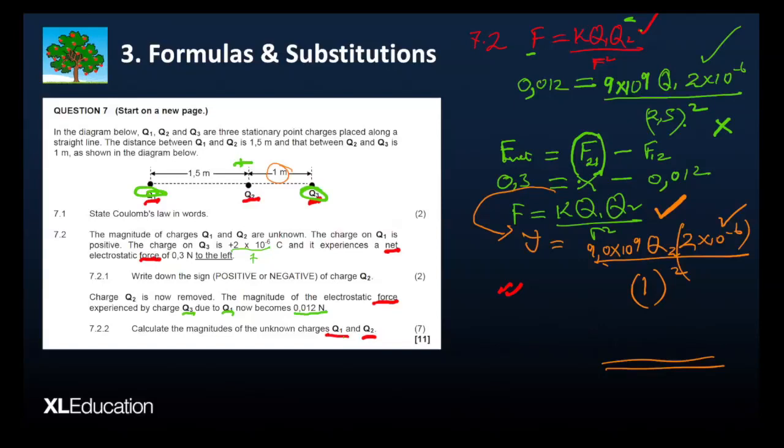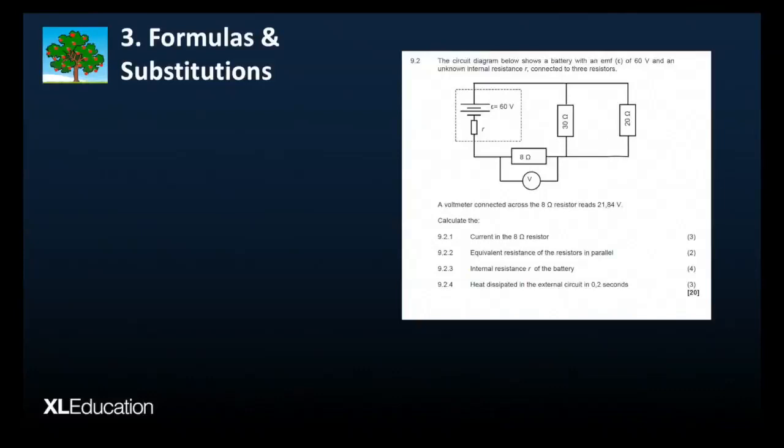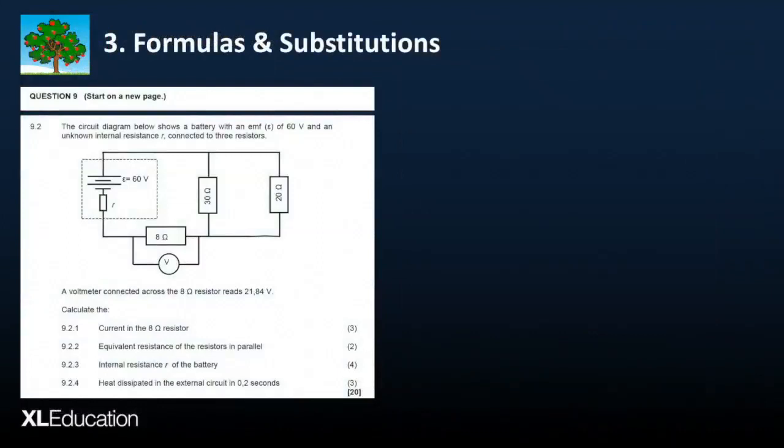Right. Let's have a look at another question, which is on electric circuits. The question is saying, calculate the current in the 8 ohm resistor, calculate the equivalent resistance of the resistors in parallel, the internal resistance, and the heat dissipated in the external circuit in 2 seconds. All these questions basically need us to have some formula and substitution, which are the easy marks we are concentrating on. Start with 9.2.1.